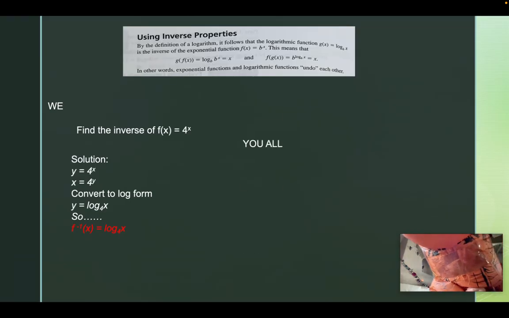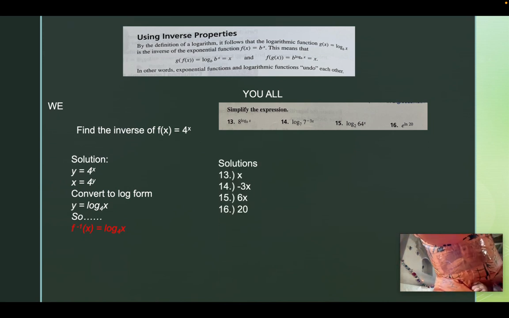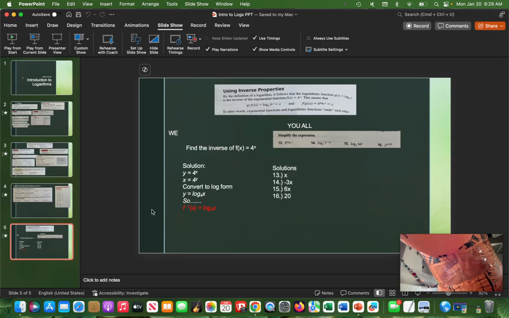All right. And now why don't you go ahead and pause and go back to what we've been talking about so far and give these ones a try. And when you're ready, there's your answers. All right, good luck, everybody. Let's go ahead and get to the practice set.